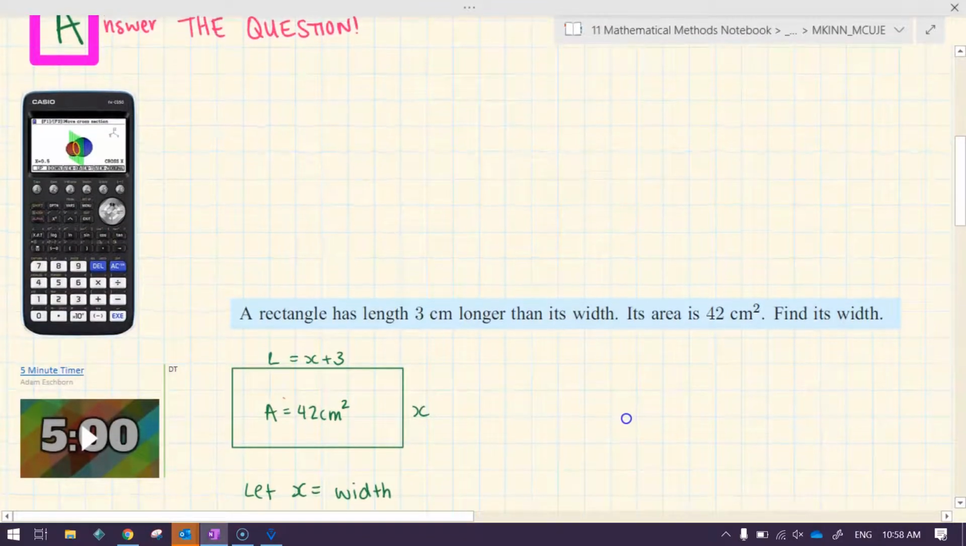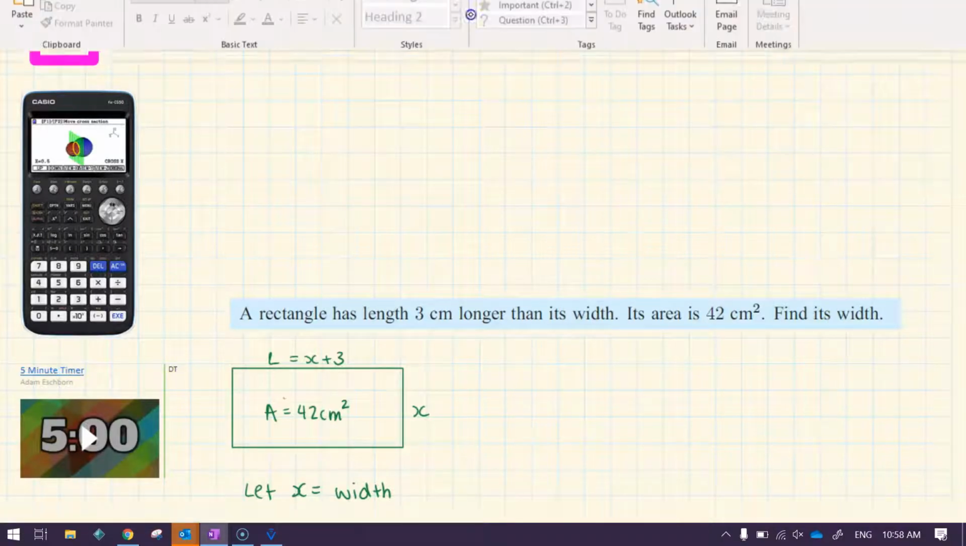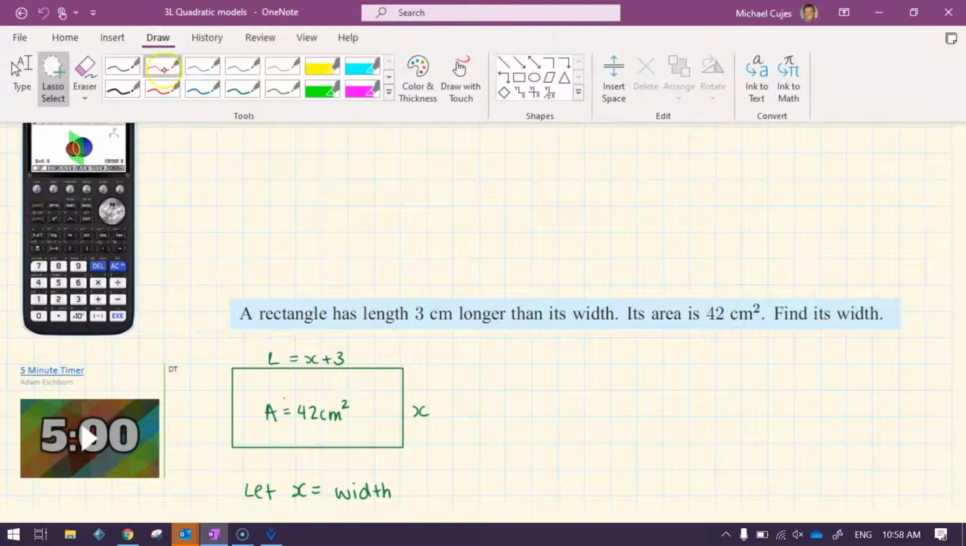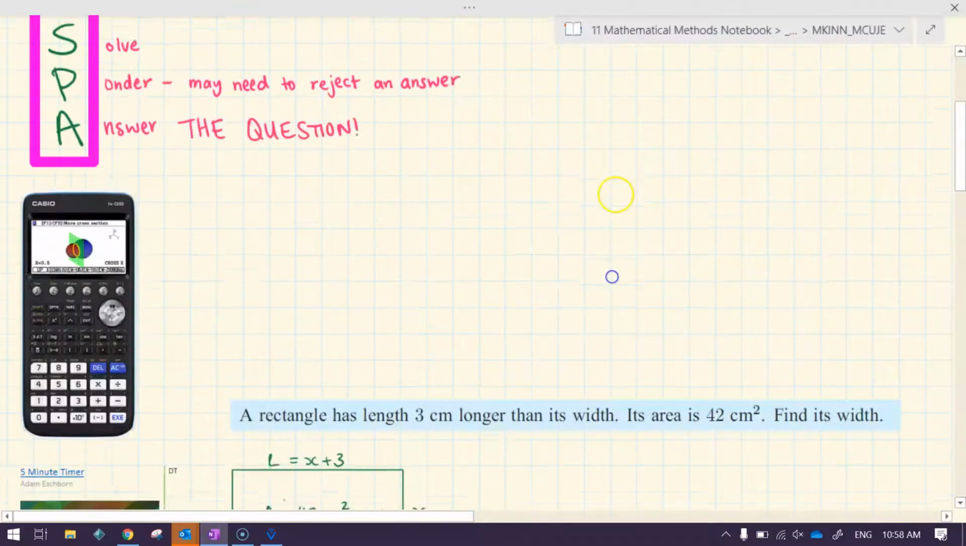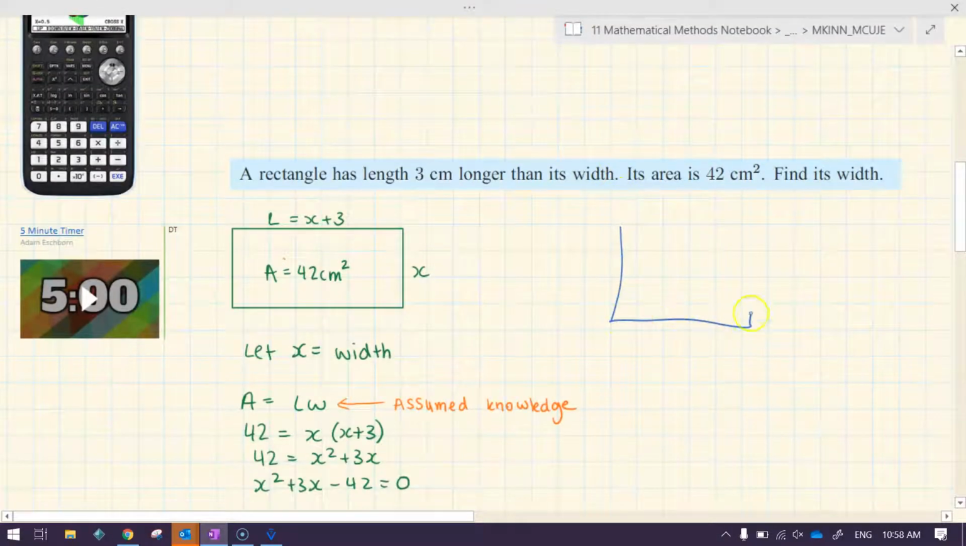A little example there. A rectangle has a length of 3 centimetres longer than its width. Its area is 42. Find its width. I'll just talk you through this one. You don't even need to see me do it. The first thing people will usually do is start writing, okay, I've got a rectangle. Let's draw the rectangle. Here's my rectangle. And we start writing length and width.